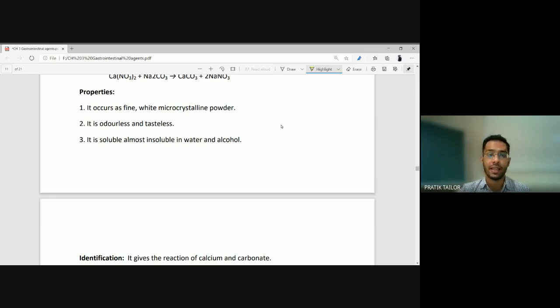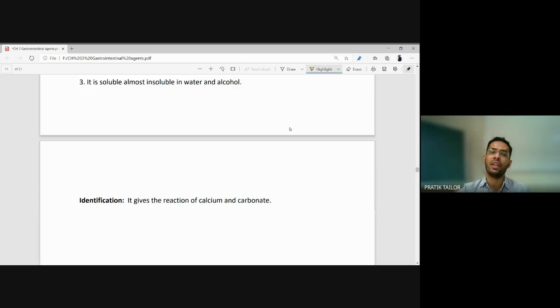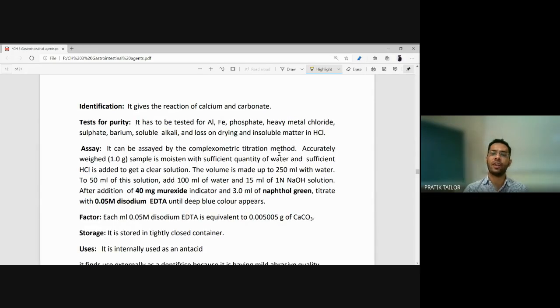Odorless, tasteless. Remember, it is not soluble in water. That is why it is a non-systemic antacid. It is not soluble in alcohol. It is soluble in dilute mineral acid. That is why for the assay we will use the same procedure. Okay. It will give you the characteristic reactions of calcium and carbonate, for what? For identification purposes.